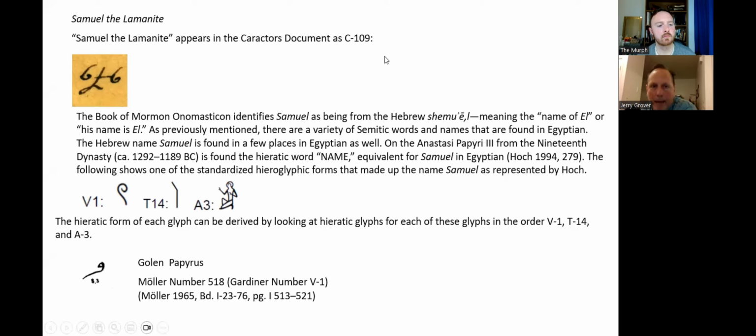This one, Samuel the Lamanite. The Book of Mormon identifies Samuel as being from the Hebrew Shmuel, so his name means 'El.' Actually, you find that name in Egyptian. I've got the book where there are certain Hebrew names that they do identify in Egyptian texts. Maybe it's a slave of that name or a foreign king or something like that.